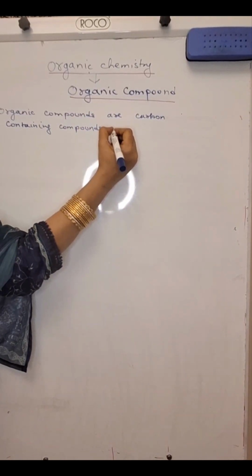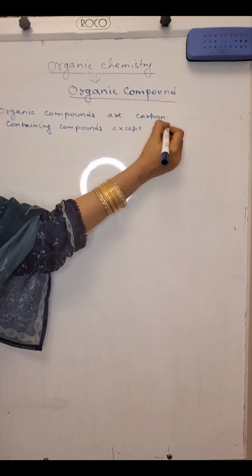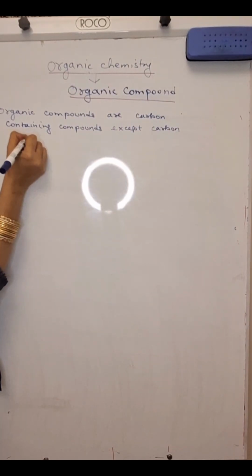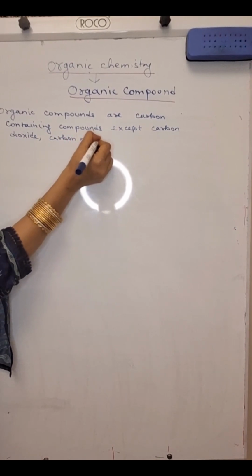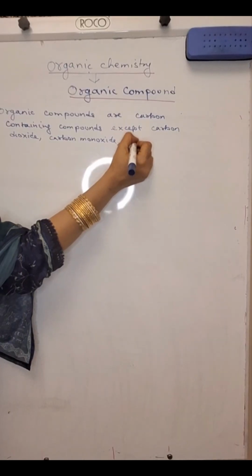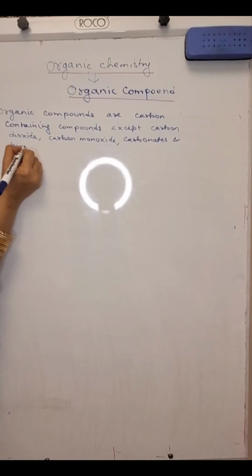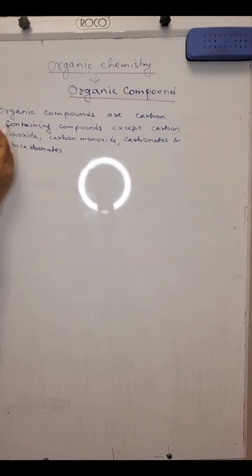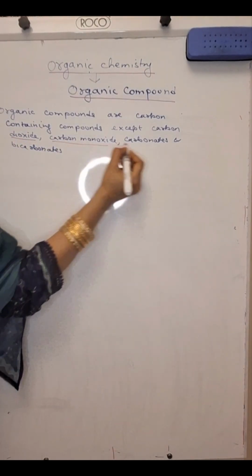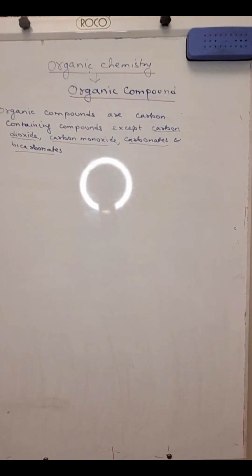Yes, but there are a few exceptions: carbon dioxide, carbon monoxide, carbonates and bicarbonates. So these compounds have carbon in them, but they are not organic compounds. Other than these, all the compounds which have carbon in them are organic compounds.